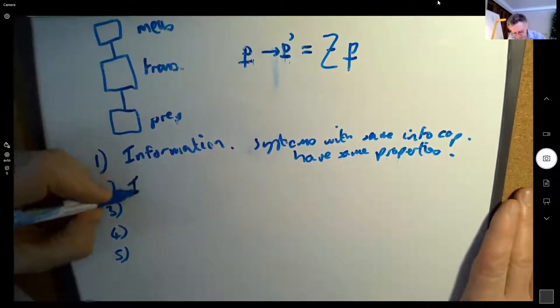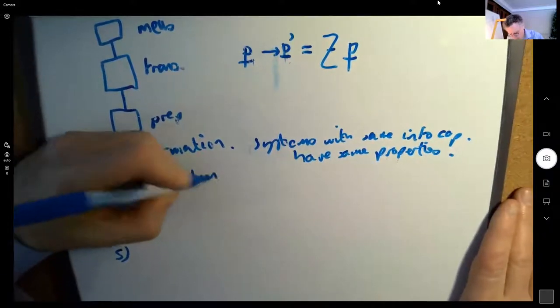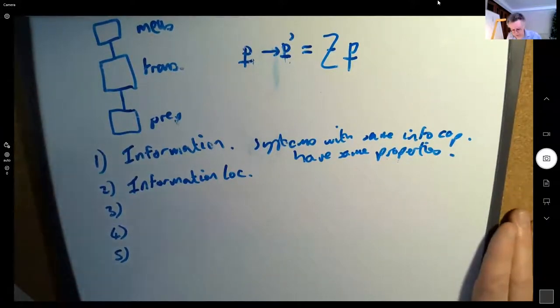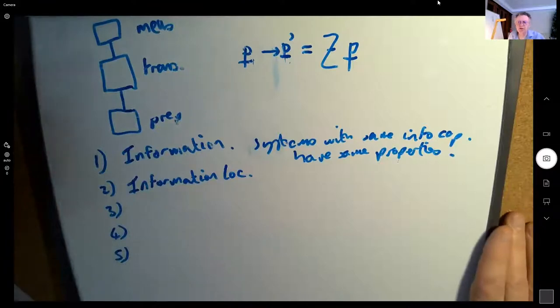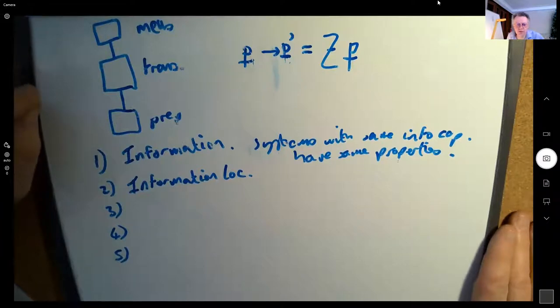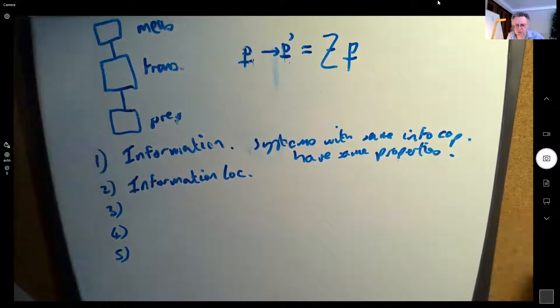The second axiom is something I'm going to call informational locality. Information locality is the principle that if you have two devices that can carry information, then you add the information carrying capacities. So if you have, for example, a two gigabyte memory stick and a 5 gigabyte memory stick, then the total information carrying capacity is 2 plus 5.